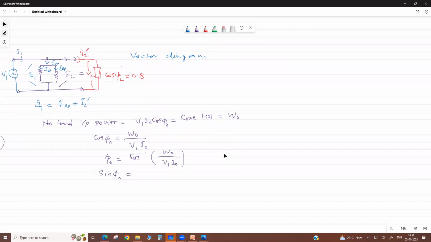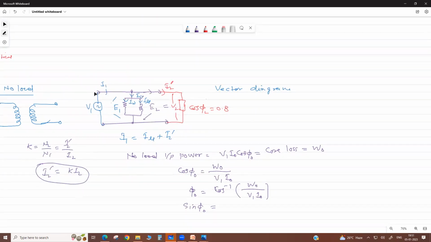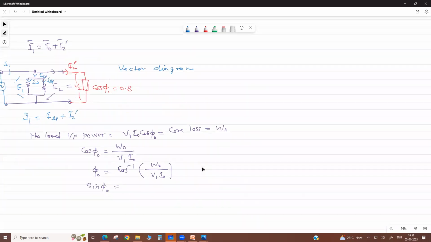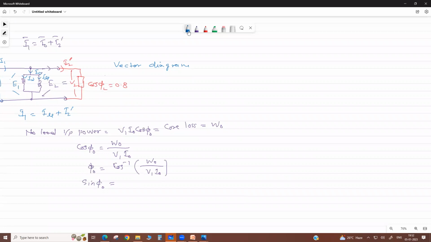Now my dear, when we connect the load on this transformer, there is I2 in the secondary side, load current at power factor cos phi 2, and then this becomes I1. In that case, I1 equals I naught plus I2 dash, vector sum. So let us check the vector diagram here.